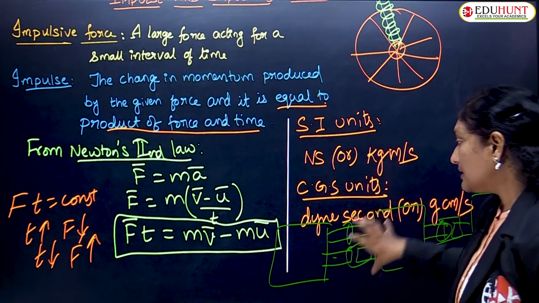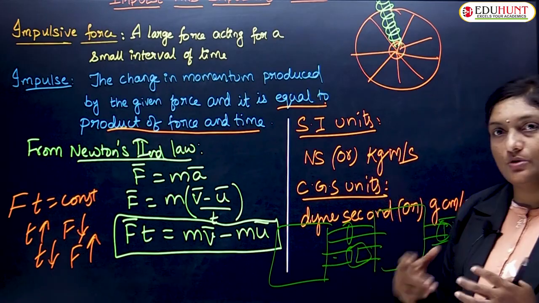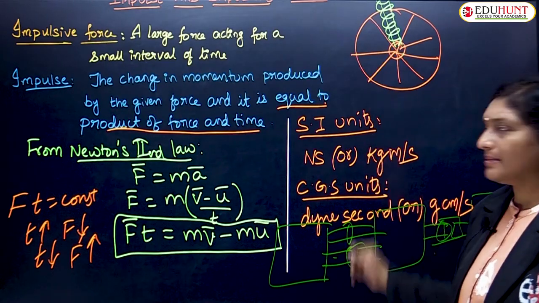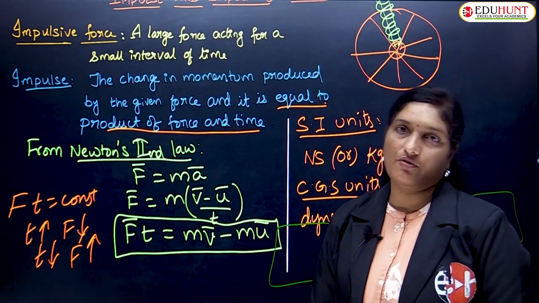So these bogies are connected with the buffers for the same reason: to increase the time gap and to reduce the impulsive force.